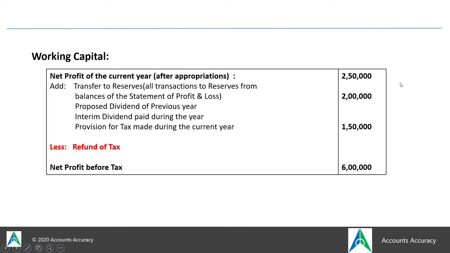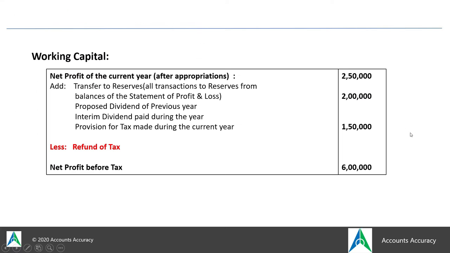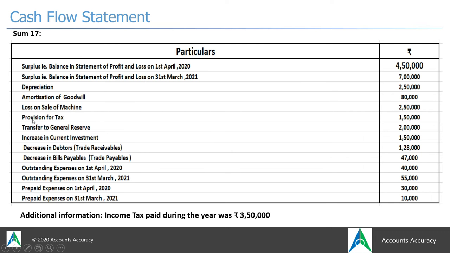So that 2,50,000 will be the net profit of the current year, and in that we will add this item, that is, transferred to general reserve. This item's value is given as 2 lakh, so this 2 lakh will be added to it. Then we have another item provided in the question, that is provision for tax. We can see here the provision for tax is also provided with the value 1,50,000.